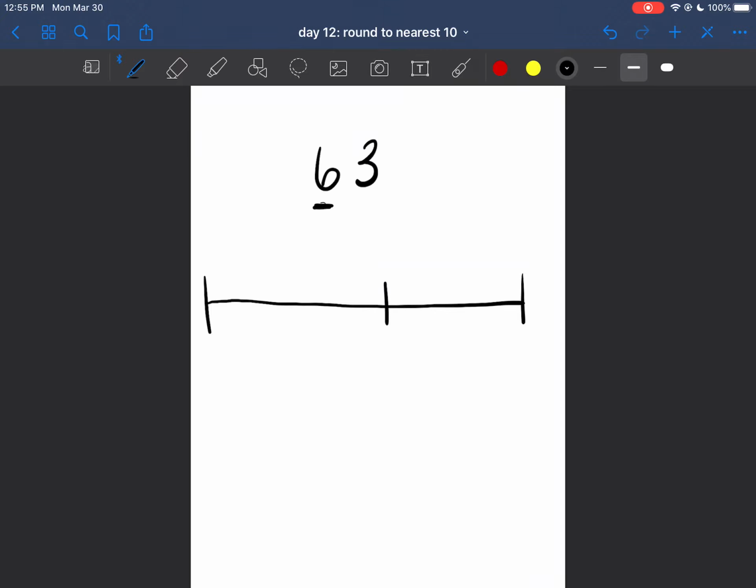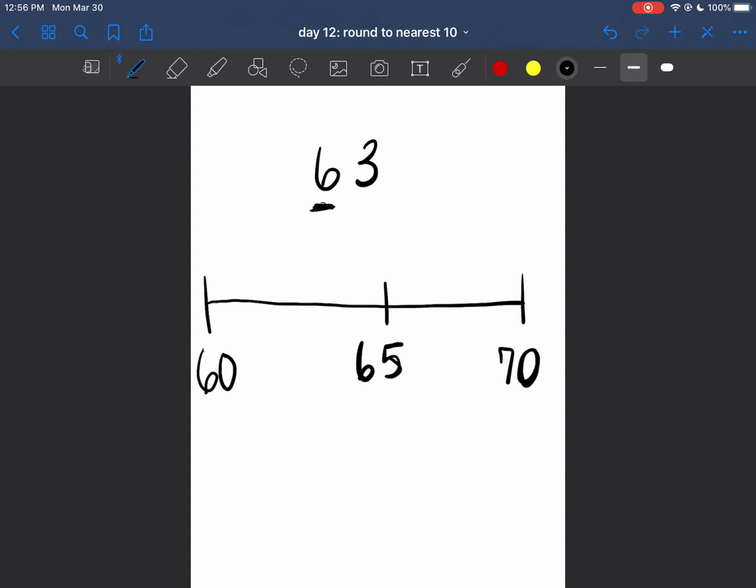What is the value of 6 tens? How much is 6 tens worth? It is worth 60. What comes after 60 when we're counting by tens? 70, so that goes at our other benchmark. And in between 60 and 70 is 65. Remember, 65 is our midpoint.